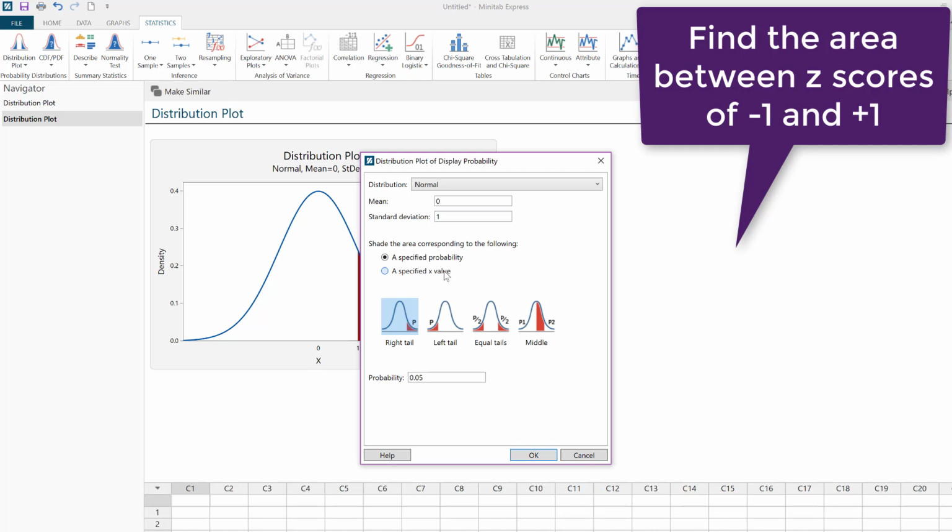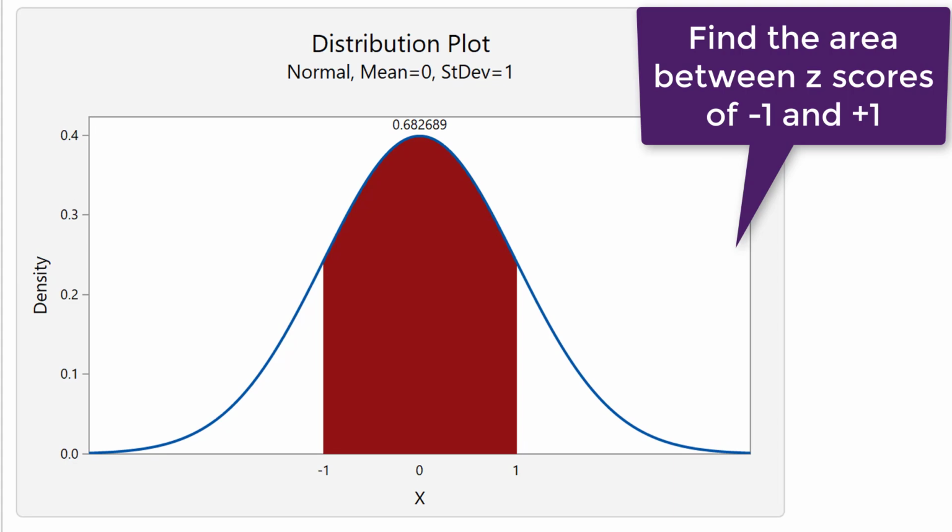Now we actually have two specified x values, and we want to find the area between them, or in the middle. Our lower bound was -1, and our upper bound was +1. The area on a z-distribution between -1 and +1 is 0.682689. This should look familiar because according to the empirical rule, approximately 68% of a normal distribution will fall within one standard deviation of the mean.